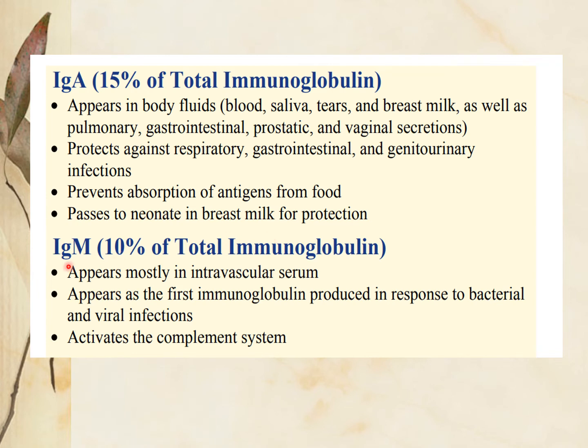IgM is 10% of total immunoglobulin, and it appears mostly in intravascular serum. It is the first immunoglobulin produced in response to bacterial and viral infections. It activates the complement system.